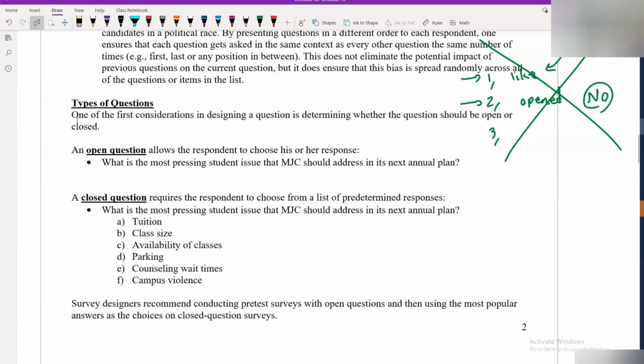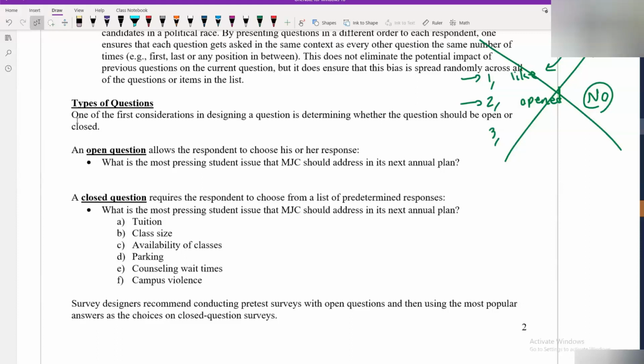Type of questions. One of the first considerations in designing a question is determining whether the question should be open or closed. What open and closed means: an open question is when you only ask the question, and they can answer anything that they think is the best answer for that question.